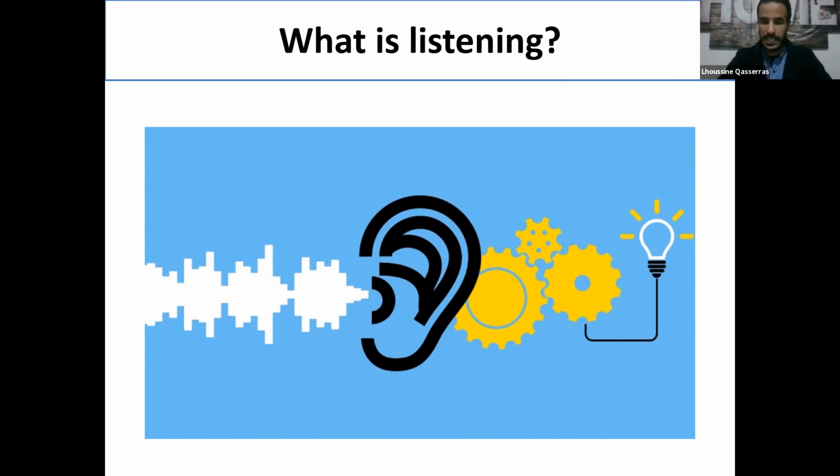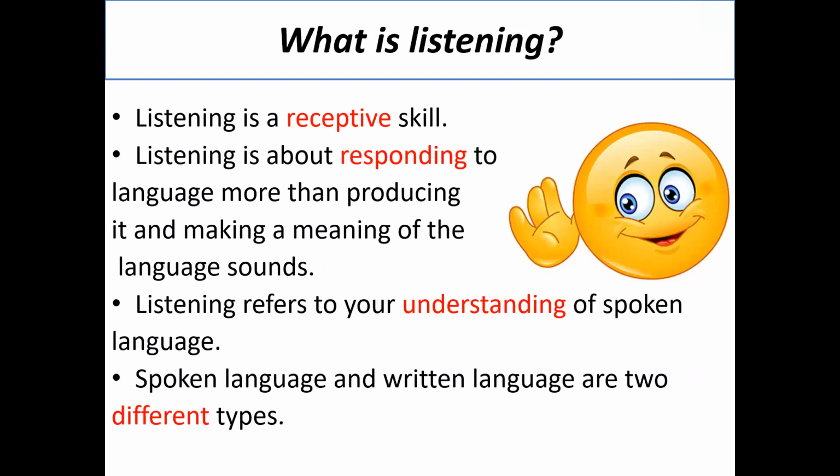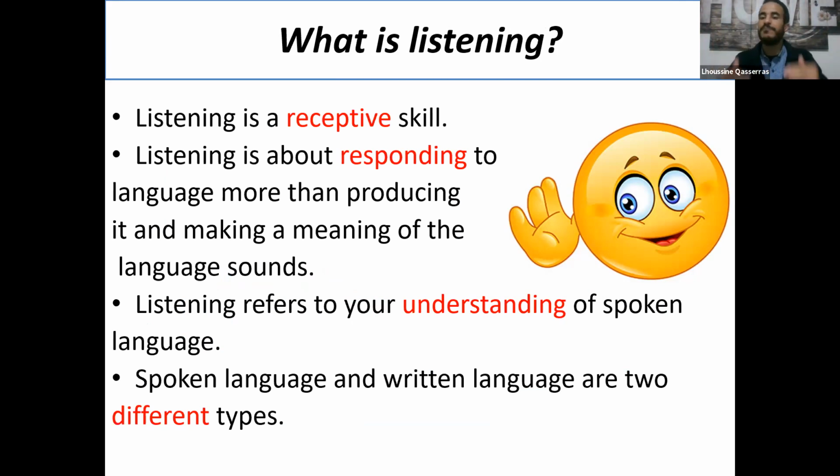Good. So let's see here. Listening, as Muhammad Bizri said, and I agree 100%, is a receptive skill, because there are two types of skills, receptive and productive. Receptive skills are reading and listening. Productive are writing and speaking. Good. Number two, what is listening? Listening is about responding to language more than producing it and making meaning of the language sounds. It's responding. Number three, listening refers to your understanding of spoken language. And number four, spoken language and written language are two different types.